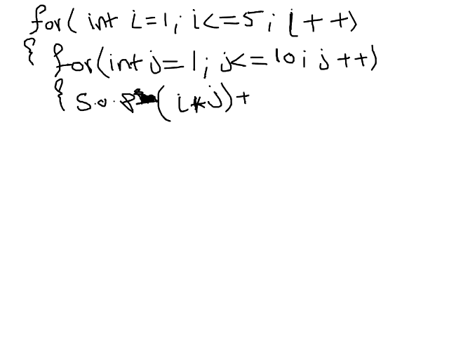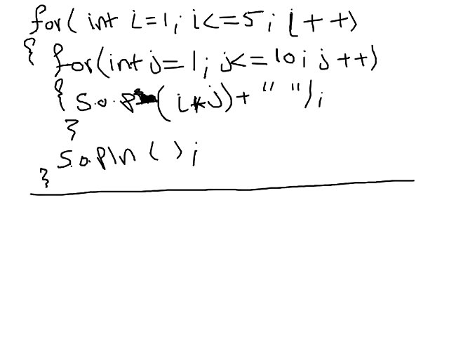I'll have a plus here because I just want to add space, and you will see what I mean by adding space here. You'll see why. After that, I'm just going to add a new line, so I'm going to say System.out.println. Here I'm just adding an extra line. Now, what do you think the output will be?